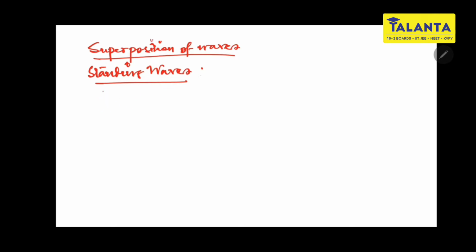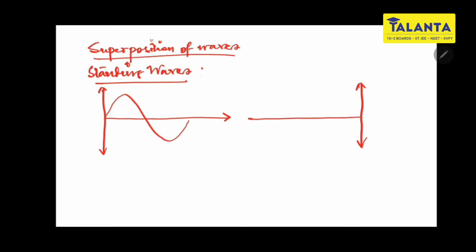Stationary wave ব্যাপারটা এরকম, when two waves of same frequency and amplitude travel in opposite directions at the same speed, their superposition gives rise to a new type of wave, and that is known as standing wave or stationary wave.